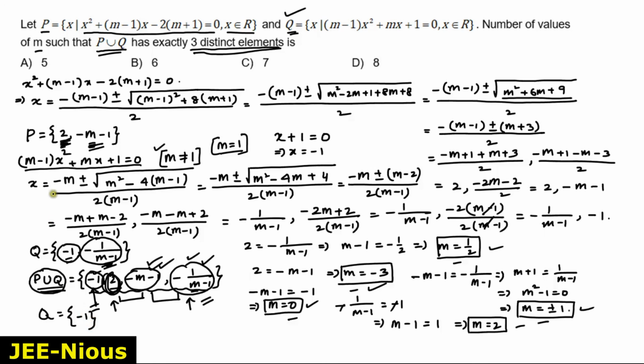Is it clear? Now, in that case, if I take P union Q, then the elements that will come in this set are 2, minus m minus 1 and minus 1. Is it clear? In that case also we are having 3 distinct elements. Is it clear? The number of values of m for which P union Q will have 3 distinct elements is 7. Is it clear? Hence option C is correct.